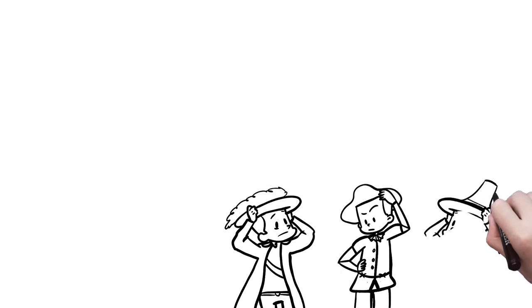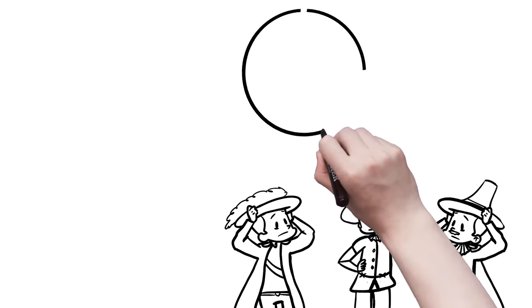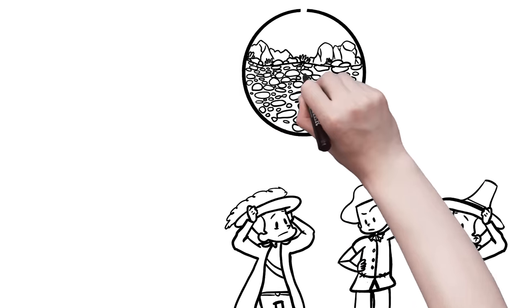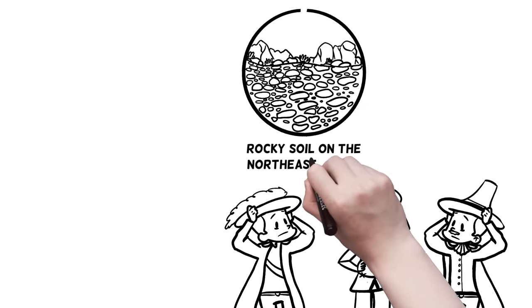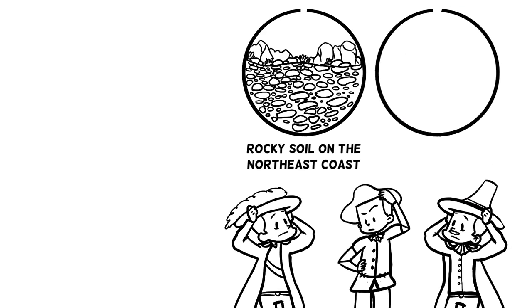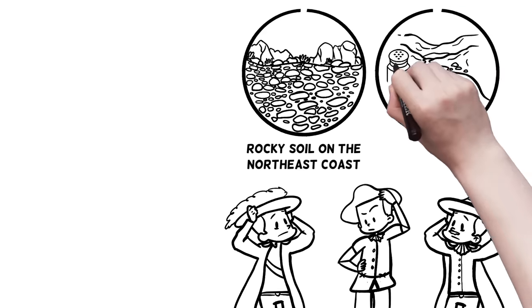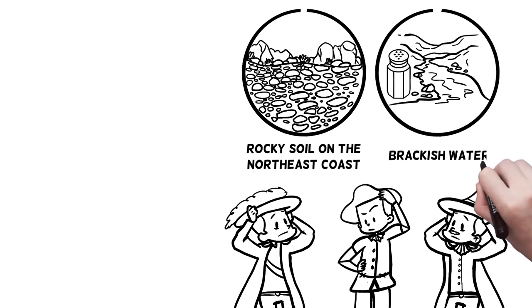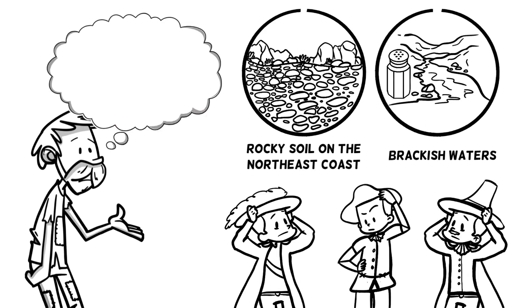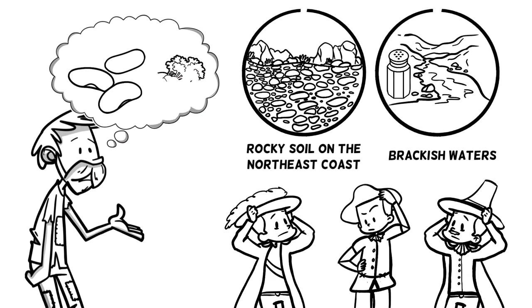Early colonies from Great Britain were nearly doomed by the natural features and climate of North America. The soil on the northeast coast of the modern U.S. was rocky and awkward to farm, while in the southeast, initial settlements on brackish waters made colonization challenging. In fact, most early colonizers died of starvation and disease. Settlers often relied on help from Native Americans and a good dose of luck to survive.